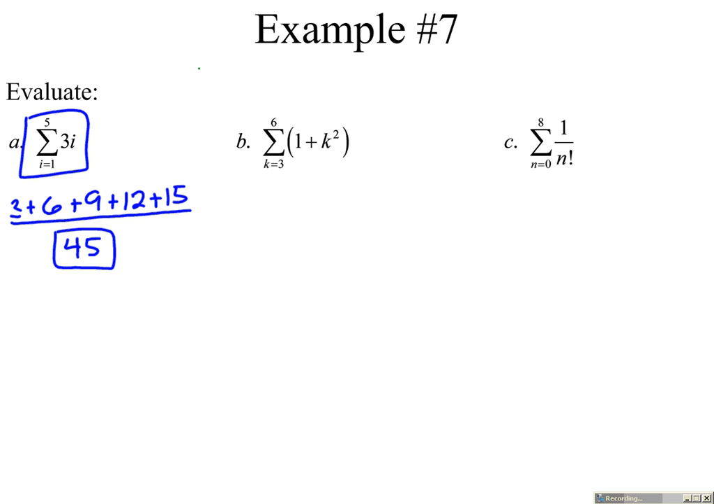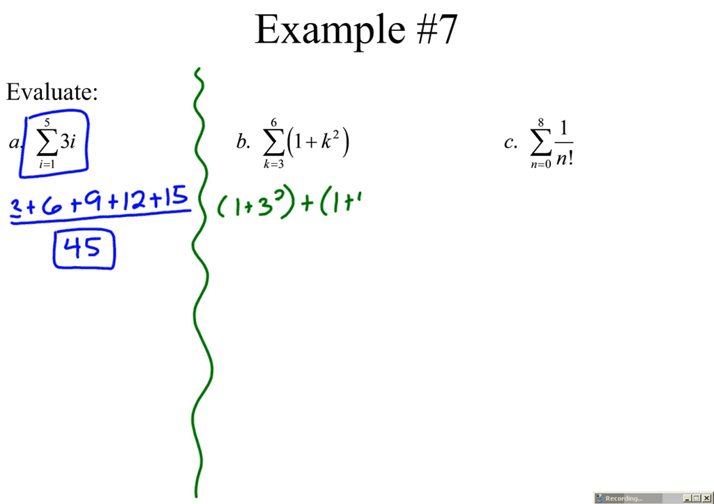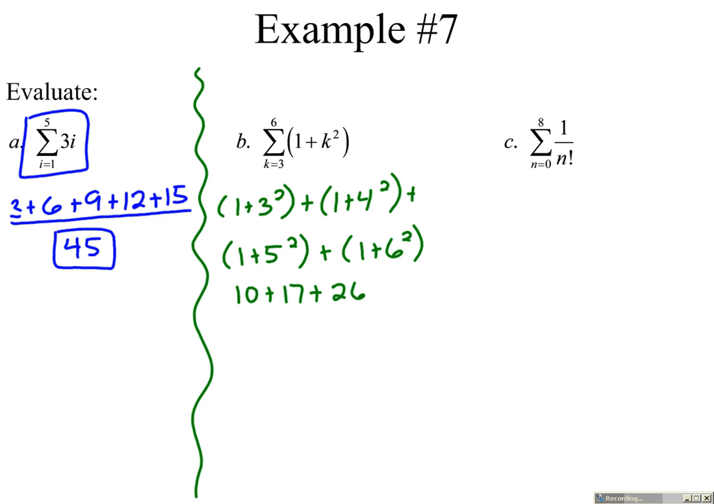What do these terms look like? Well, for our first term, we're going to put 3 in for k. So I have 1 plus 3 squared. Next one, put 4 in for k. 1 plus 4 squared. 1 plus 5 squared. And 1 plus 6 squared. Simplify each of these, we end up with 10 plus 17 plus 26 plus 37, and add those up, we get 90.